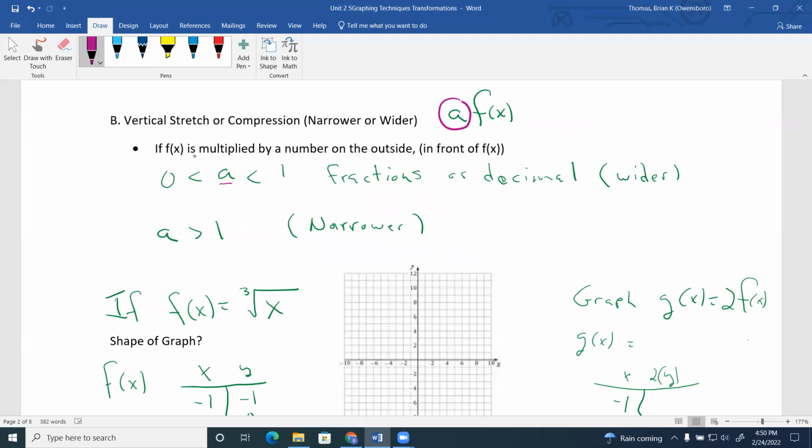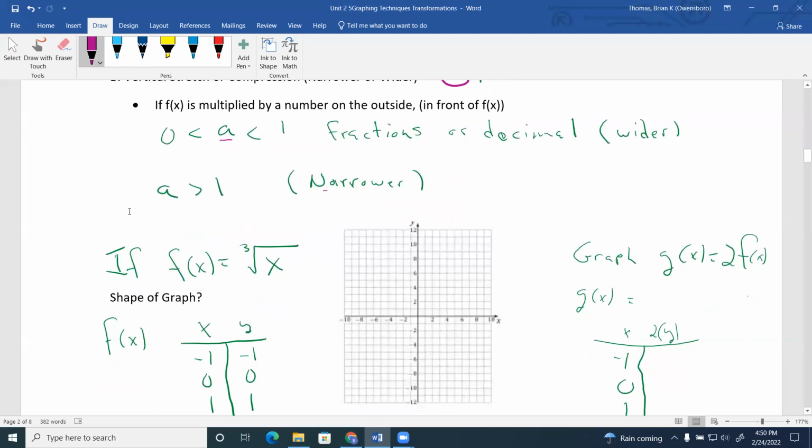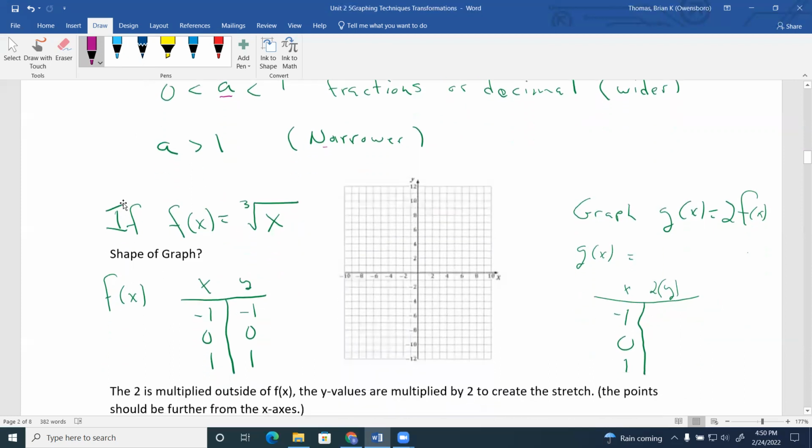If a is greater than 1, that's going to stretch the graph vertically. This is going to make the graph narrower. So as we move forward, we may see either a stretch or a compression based on that. So stretch is going to move the points further away from the x-axis, and the compression is going to move the points closer to the x-axis. Because remember, that's the y direction with respect to the x-axis.